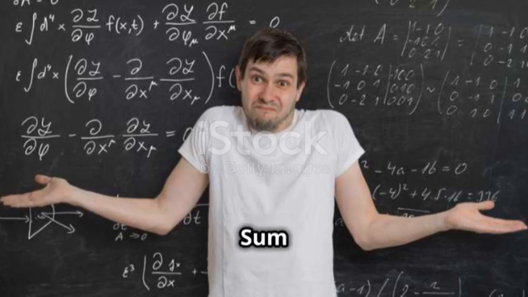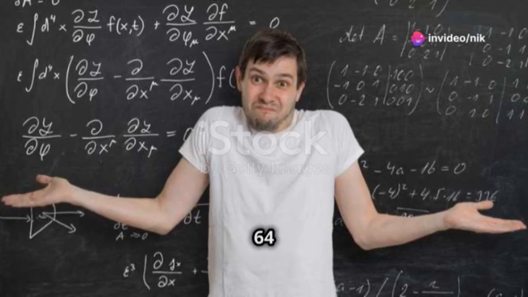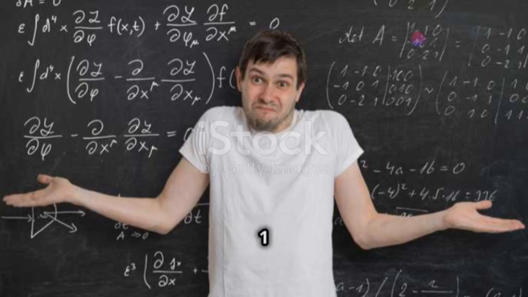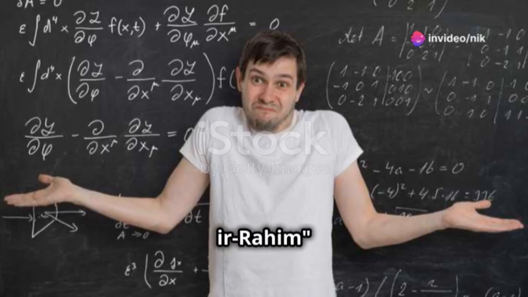Sum the totals. Sum of all numbers: Bismi, 40; Allah, 33; Ar-Rahman, 64; Ar-Rahim, 78. Total: 40 plus 33 plus 64 plus 78 equals 215. Calculate the digital root: sum the digits of 215. 2 plus 1 plus 5 equals 8. Analysis: the digital root of Bismillahir-Rahmanir-Rahim is 8.